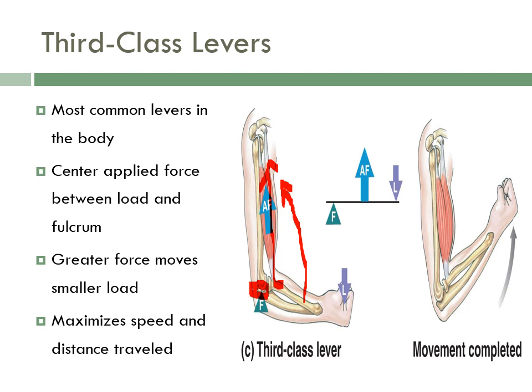So the load is either the weight of the arm or it's whatever you're holding in your hand. So if you're holding a 25-pound weight, that becomes the load plus the weight of your arm. Otherwise, it could just be bringing the weight of your arm up. So that's a third class lever, and that's our most common lever in the body.